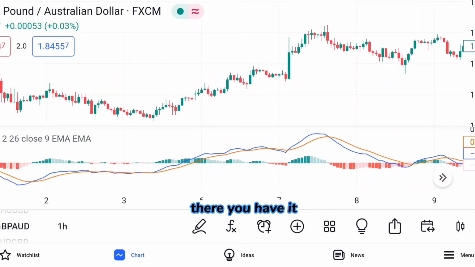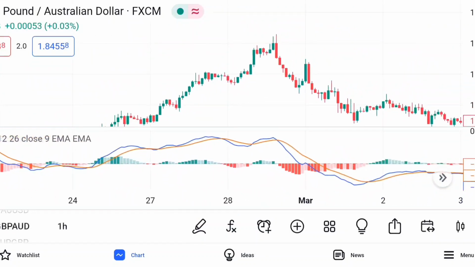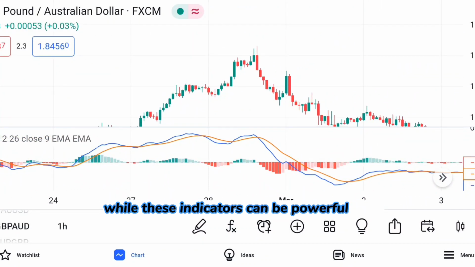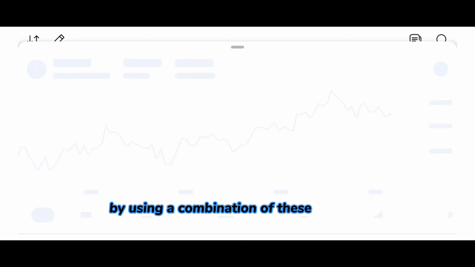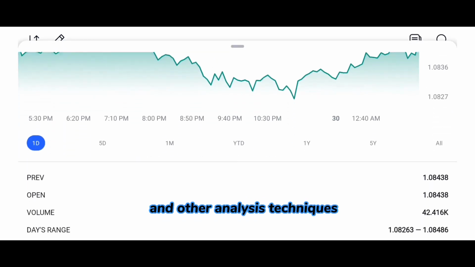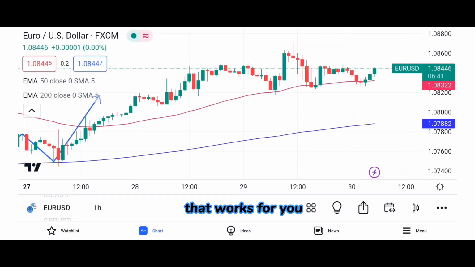So there you have it, the top 5 Forex trading indicators every trader should know. While these indicators can be powerful tools, it's important to remember that no single indicator can provide a complete picture of the market. By using a combination of these indicators and other analysis techniques, you can develop a comprehensive trading strategy that works for you.